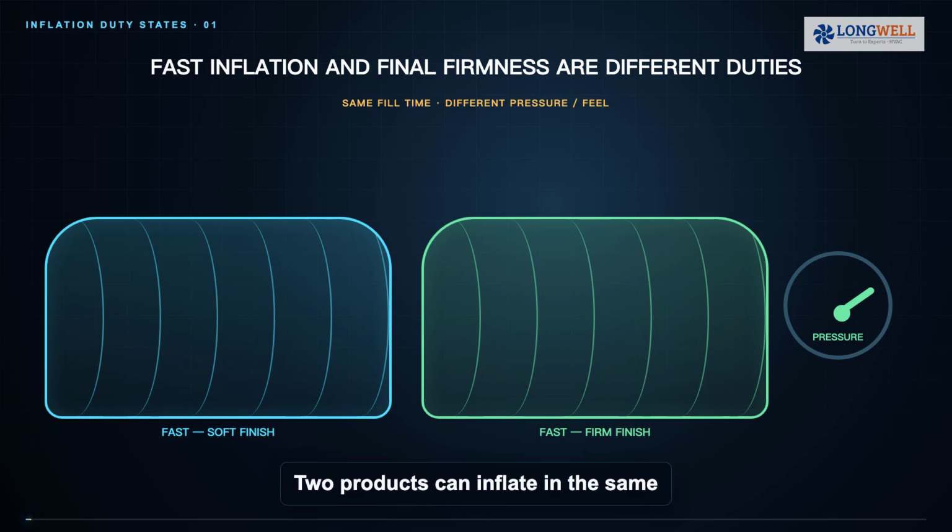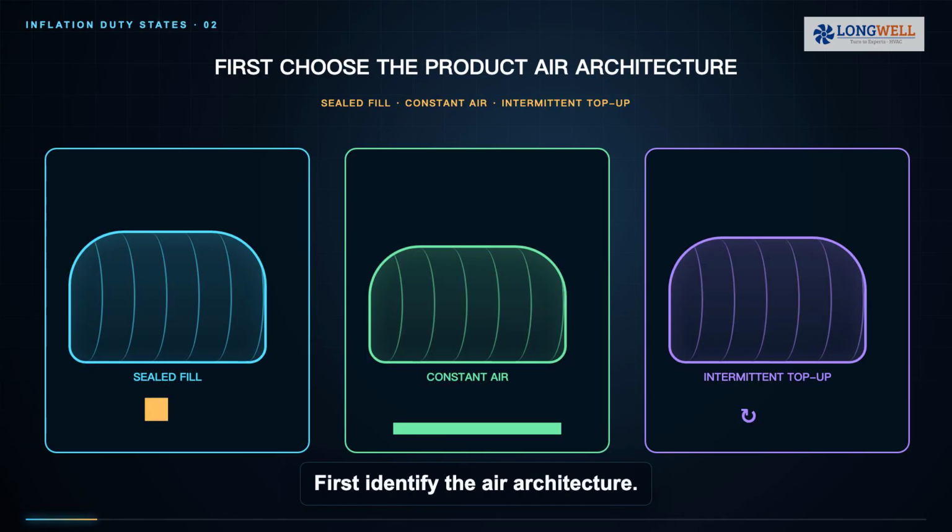Two products can inflate in the same time and still finish with completely different firmness. Fast filling is mainly a volume and flow problem. Final shape and feel also depend on pressure, fabric geometry, air chambers, valves, leakage, and the load on the product. First, identify the air architecture.